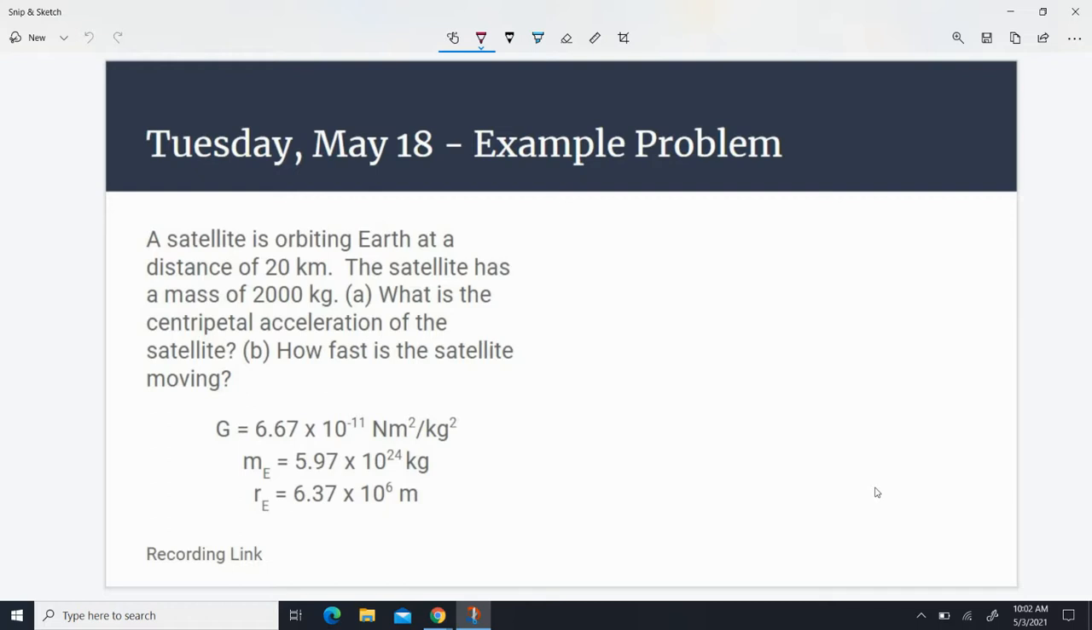I've got a satellite orbiting Earth at a distance of 20 kilometers above the surface. The satellite has a mass of 2,000 kilograms. First, what is the centripetal acceleration of the satellite? And second of all, how fast is the satellite moving?